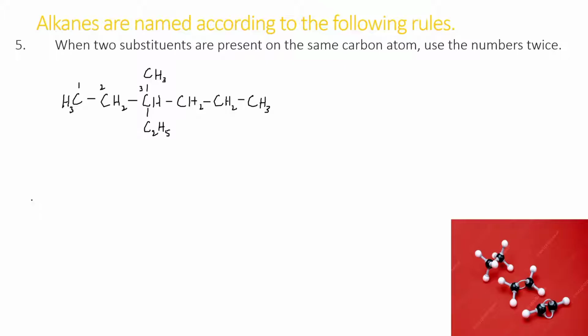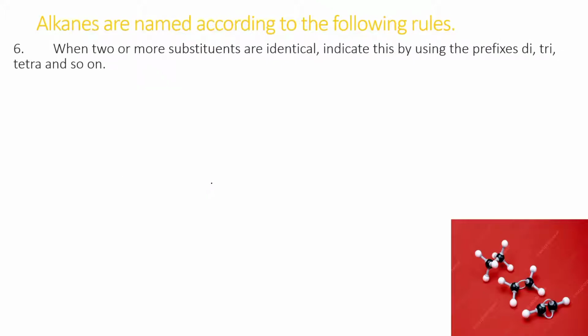So what will I do? First of all, I will write the name of ethyl first, so it would be 3-ethyl, because ethyl is attached with carbon number 3. Then again we will write 3, because the methyl group is also attached to carbon number 3, followed by the name of the parent chain, which is 4, 5, 6, which is hexane in this case.